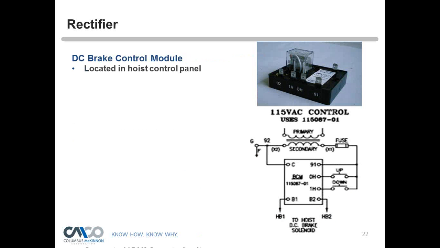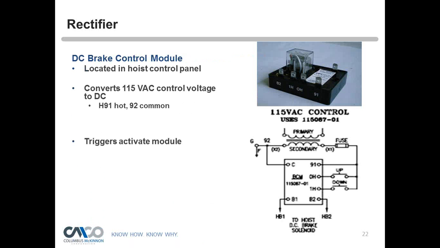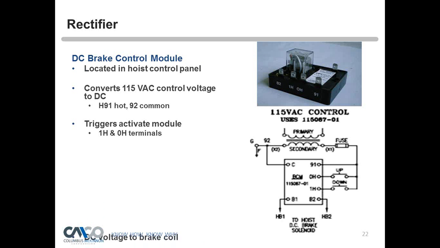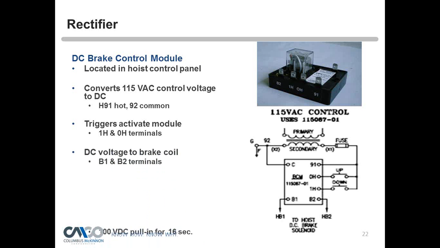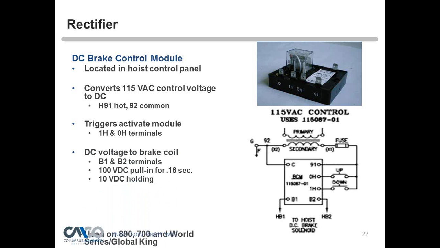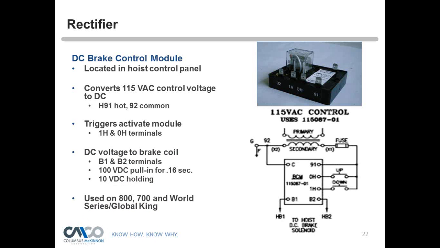So again, I said they can vary, they can be different. This is a rectifier that we use in the 700 series hoist. We use one similar in the World Series hoist. This one example I'm showing you is from the 700 series, and it converts 115 volt AC voltage to DC.